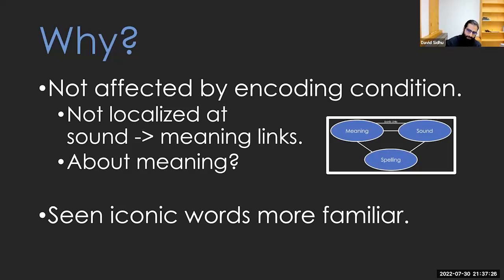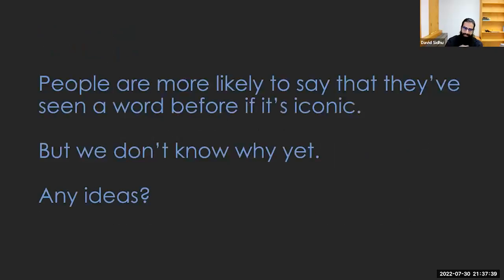And then the other clue that we might have is that words that people have seen before that are iconic tend to be more familiar. But this explains the hits, not the false alarms. So just to sum it all up, people are more likely to say that they've seen a word before if it's iconic. We don't really know why yet, and we'd love to hear any ideas that you have.